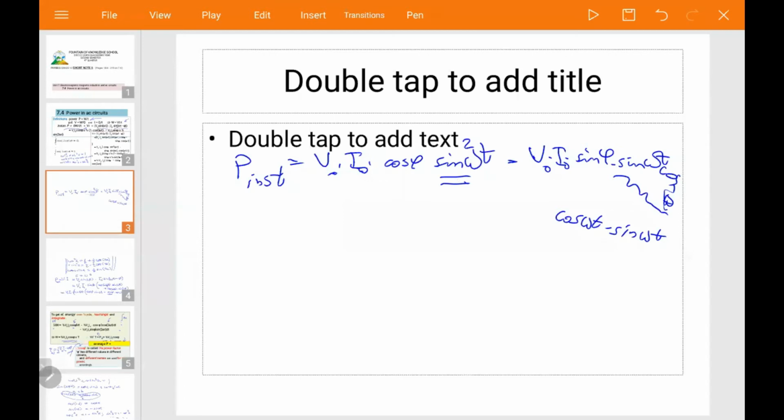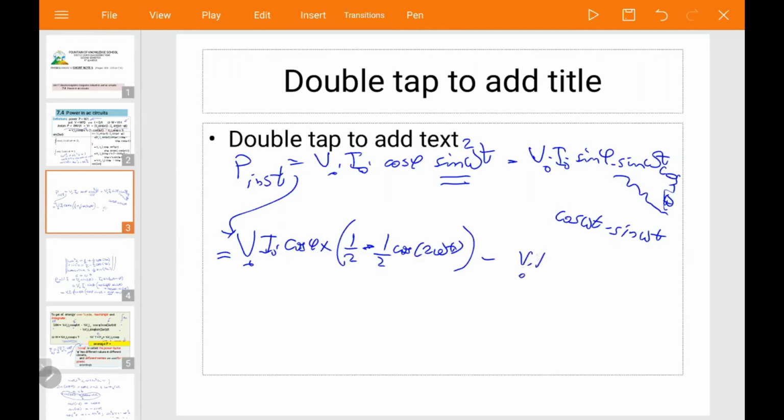This one has got two terms. This has got just a simple term, a single term. So what do we get? Here you get V0 I0 cos phi times a half minus a half of cos of 2 omega t. And here minus, I have V0 I0 sine phi. Remember, the phase angle does not depend on the type of electrical device that you have.